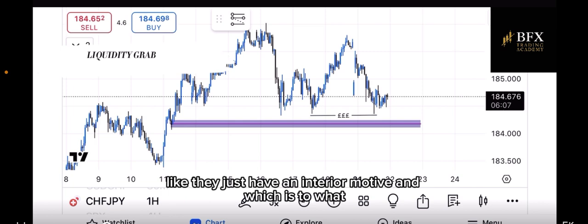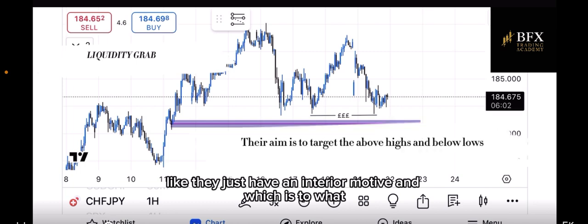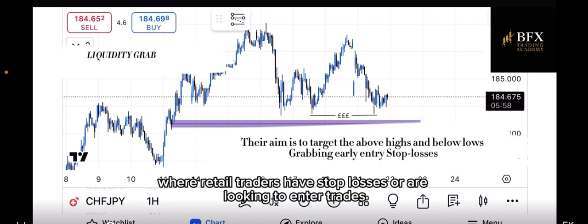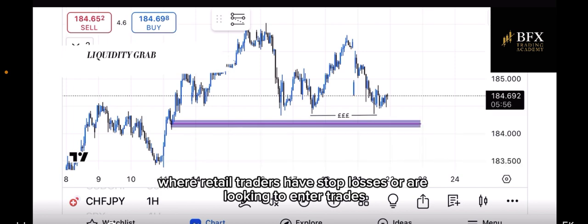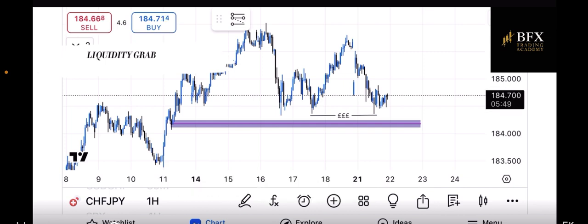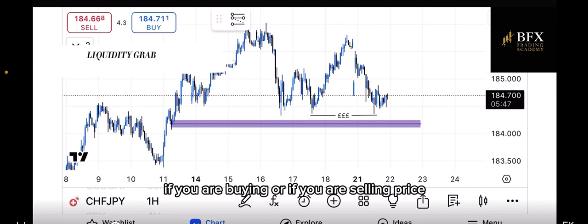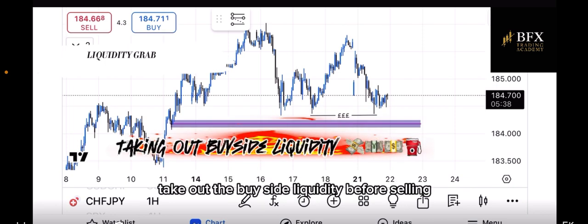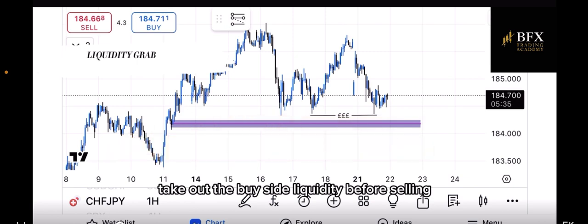They just have an ulterior motive, which is to target areas just above highs or below lows where retail traders have stop losses or are looking to enter trades. So one thing about a liquidity grab is that if you are selling, price will always want to take out the buy side liquidity before selling.